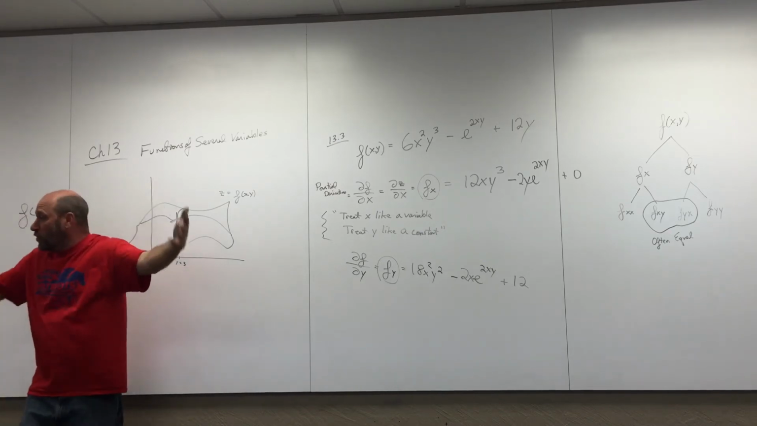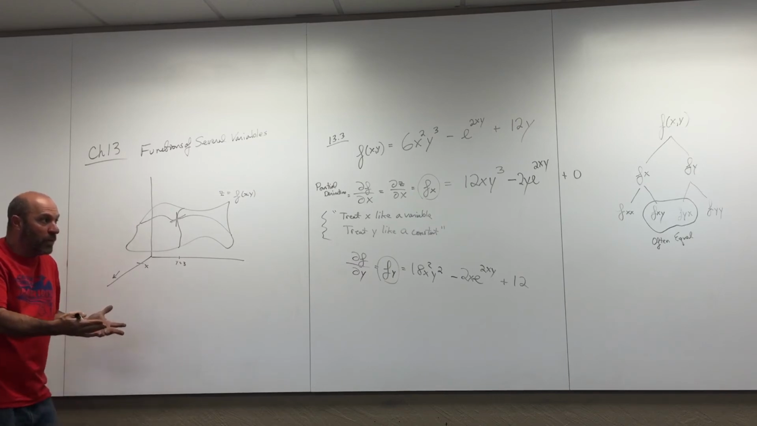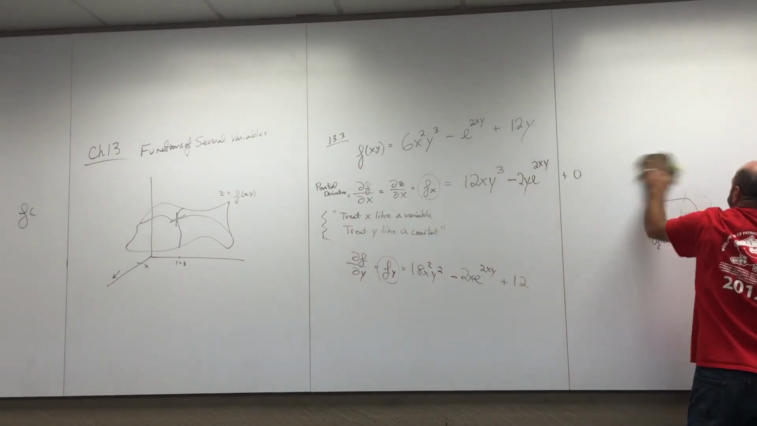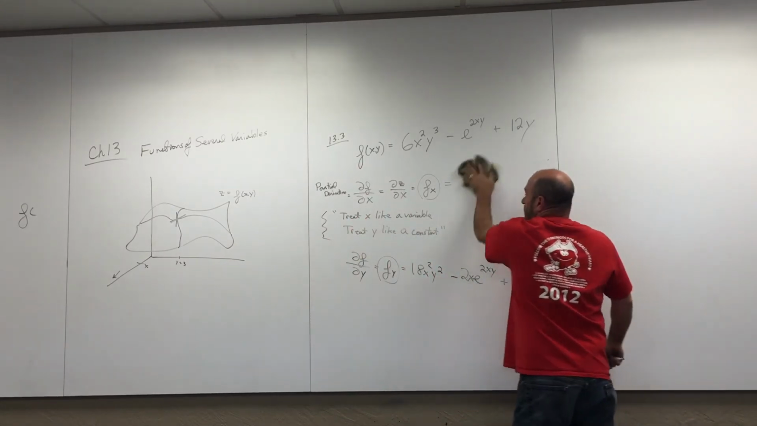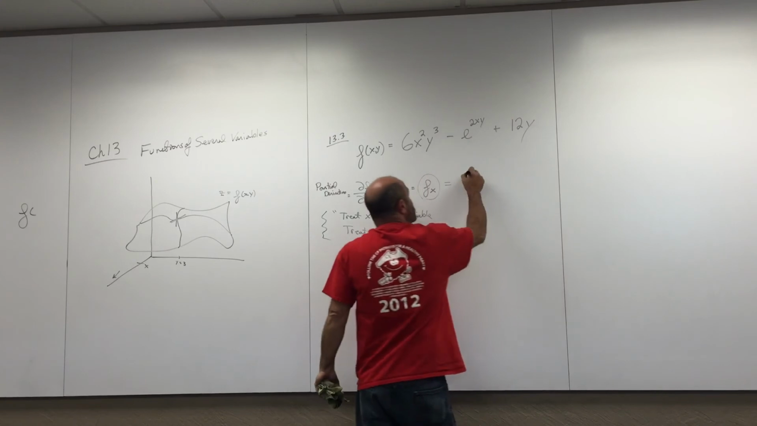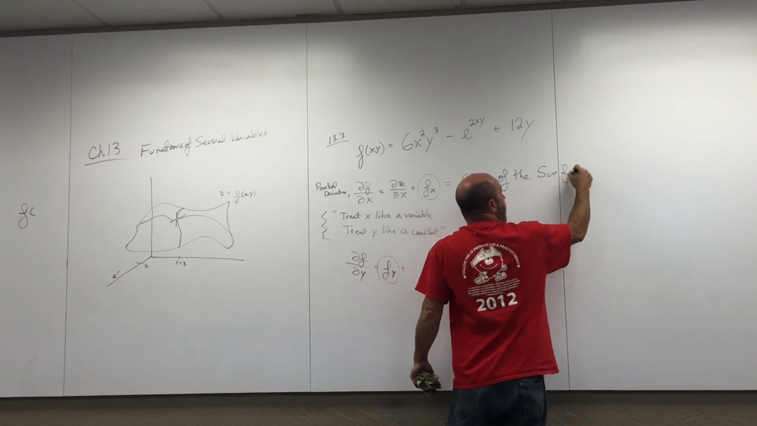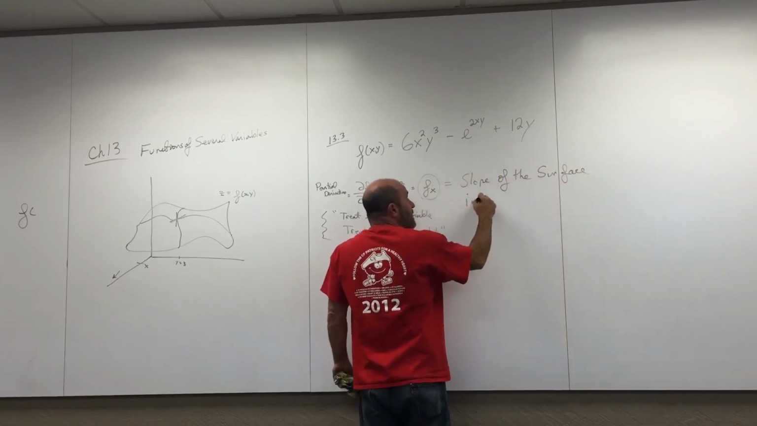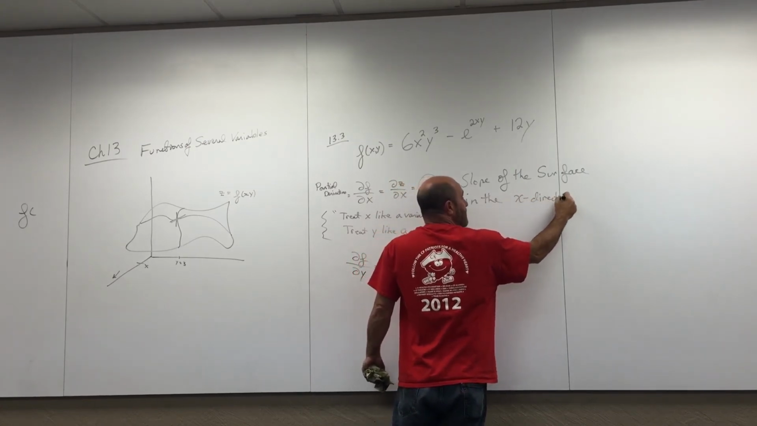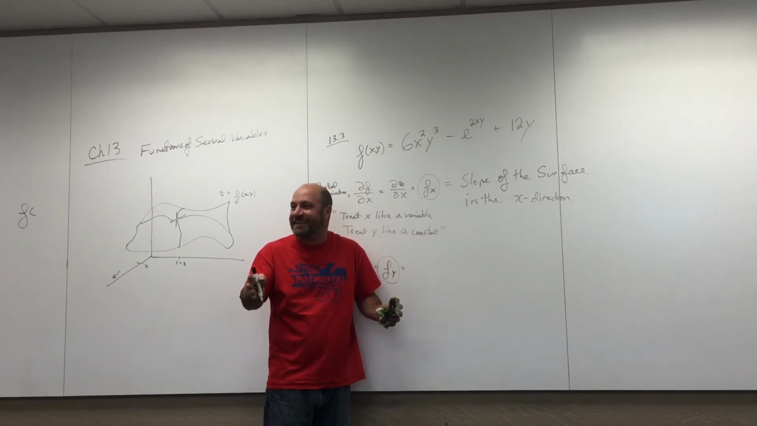I'd like to walk around this room and describe this to you. What I want to say is that this partial derivative with respect to x is the slope of the surface in the x direction. It makes sense because the reason it's the slope in the x direction is that you are holding y constant.